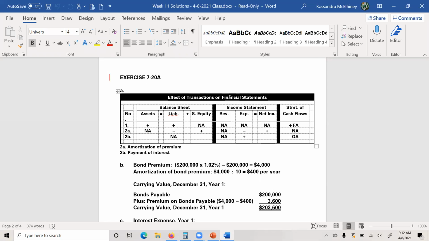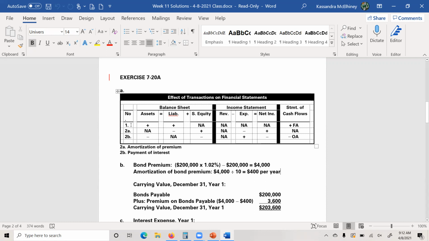Okay, so first things first would be part A, the effect of the transactions on the financial statements. Complete the template, which is given, and it should look about like what's given in A here. We'll record what the bond issue would look like in the expanded financial statements model: the bond issue, the recognition of bond interest, and amortization of the premium.